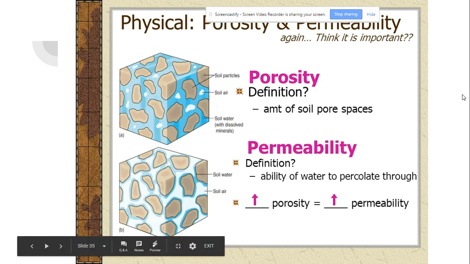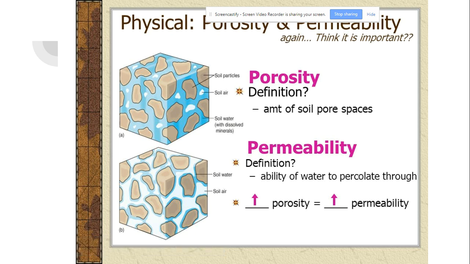Again, showing porosity and permeability and the definition of both. So porosity is the definition, amount of soil pore spaces. So look at that diagram there. Look how much space is in between the soil particles. That's high porosity.